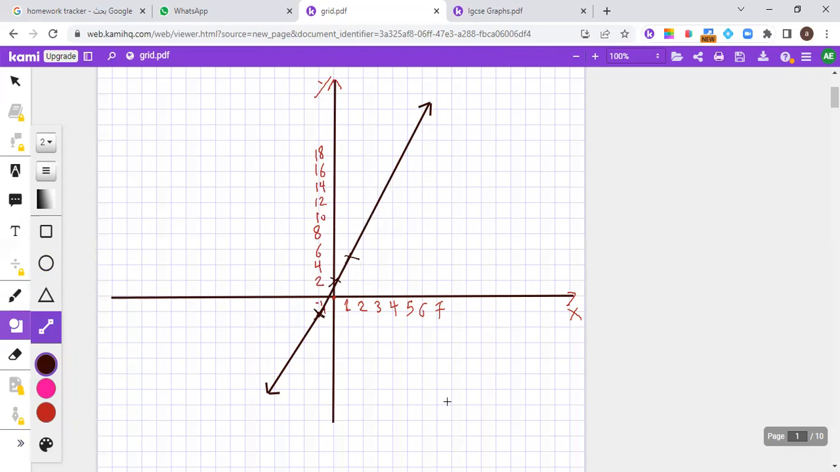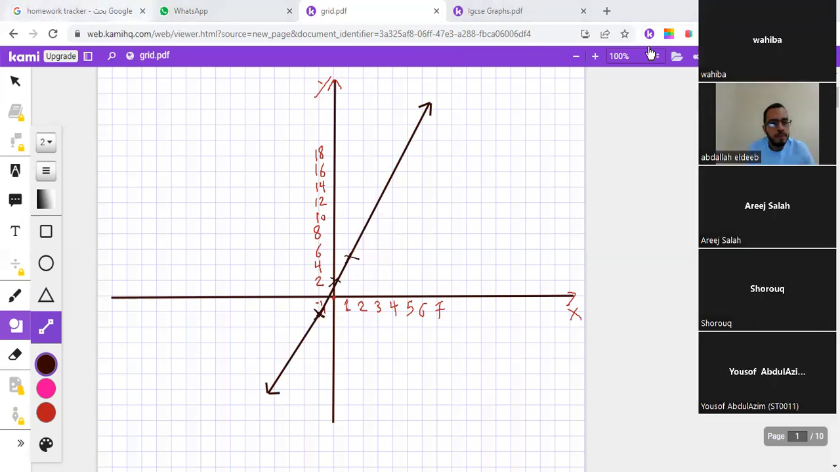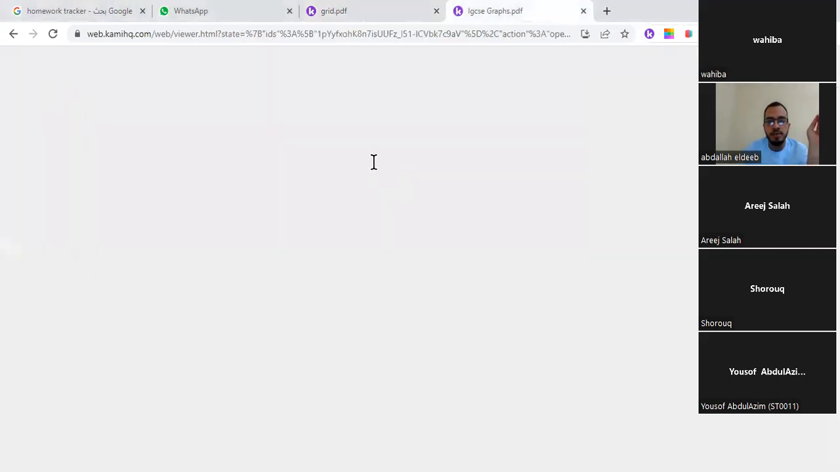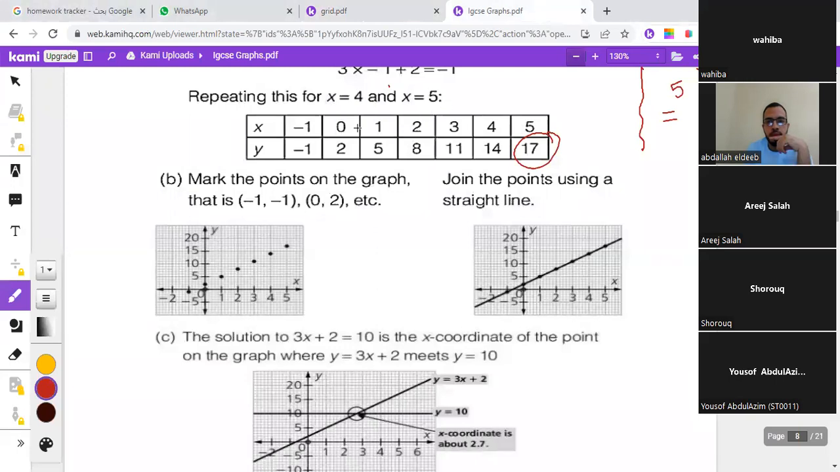Wahiba, you don't understand? No, I don't understand. If you have a table of values like this, you don't know how to match the coordinates together, like (-1, -1), (0, 2), (1, 5), (2, 8), and draw the line? Is that difficult for you?